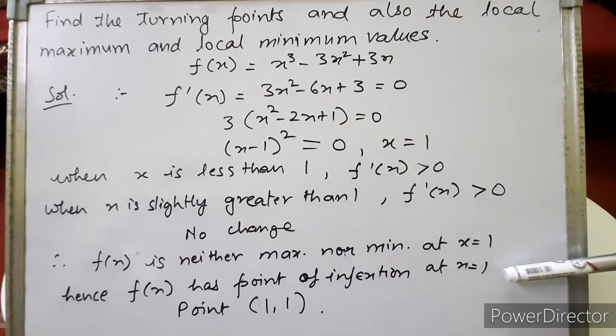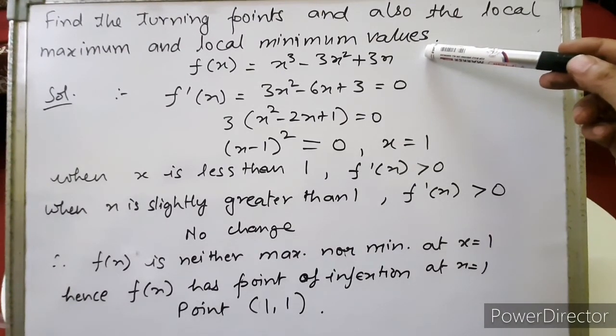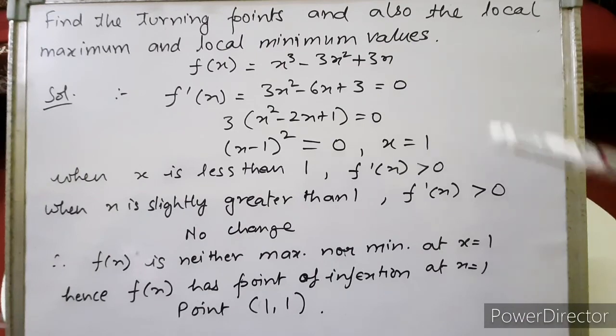So what is that point? If you put x equals to 1 here, we'll get 1 cube minus 3 into 1 square plus 3 into 1, which gives the value 1. So the point of inflection will be (1, 1). Alright children, note down from the board and do all the work in your fair notebooks.